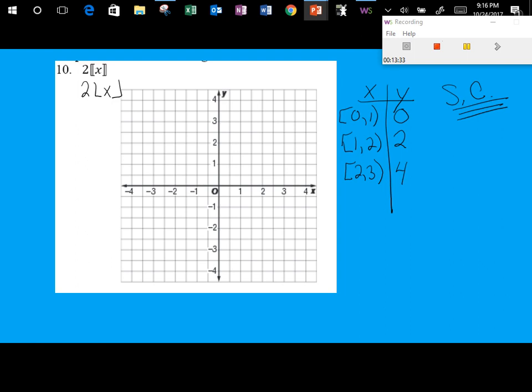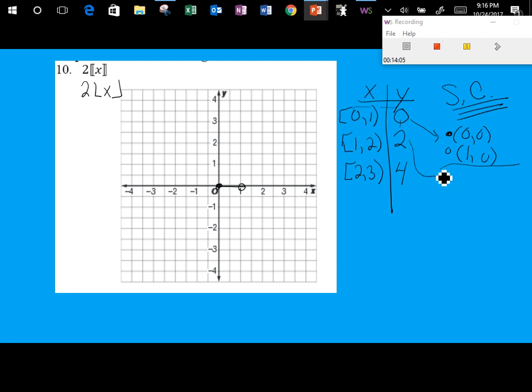Now, when I graph these, let's pick on this guy first. I'm going to have a closed dot at 0, 0. I'm going to have an open dot at 1, 0. How did I get that? I matched those up and those up. So closed dot at 0, 0. Open dot at 1, 0. So there's stair number 1.